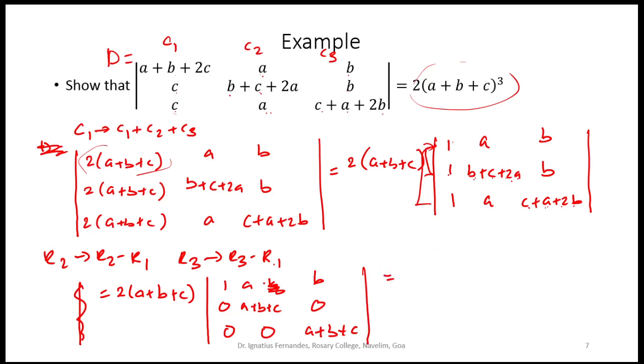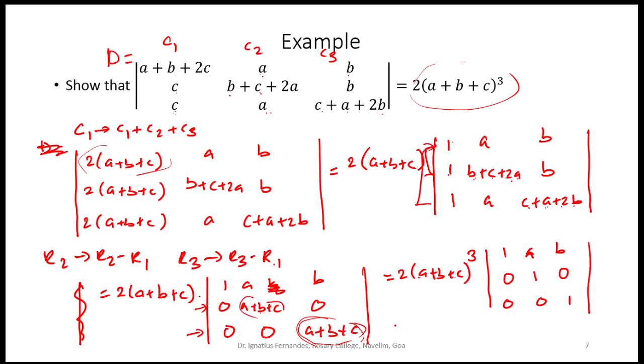Next what I'll do is, now you can take A plus B plus C common from this row and A plus B plus C common from this row. So in that case I'll have 2 into A plus B plus C, okay, and another A plus B plus C that will come out, and one more A plus B plus C that will come out. That will give me A plus B plus C multiplied 3 times, so cube, and inside what will remain is 1 A B. I have 0, this has gone out, so 1 0. I have 0 0 1. Okay, so 2 into A plus B plus C cube.